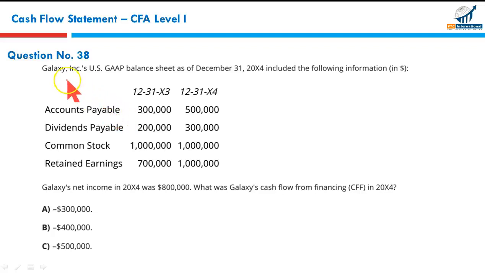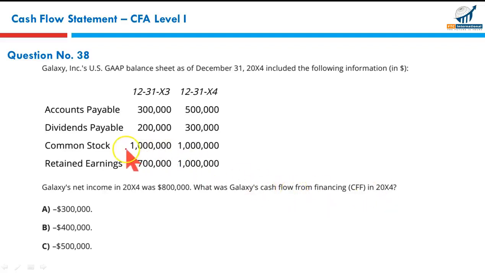Question 38. Galaxy Incorporated's US GAAP balance sheet as of December 31st, 2004 included the following information, in dollars. The opening and closing balance sheet extracts are given, with opening and closing accounts payable, dividends payable, common stock and retained earnings. Galaxy's net income in 2004 was $800,000. What was Galaxy's cash flow from financing in 2004?